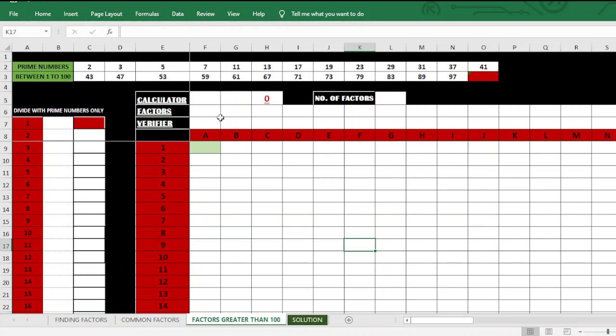Now, before we start that exercise, let's quickly go through the interface of what we have here. You can see I used Excel to develop this. From this table, we have the prime numbers from 1 to 100. It is very essential for you as a student to be familiar with these prime numbers. Let me quickly run through them.